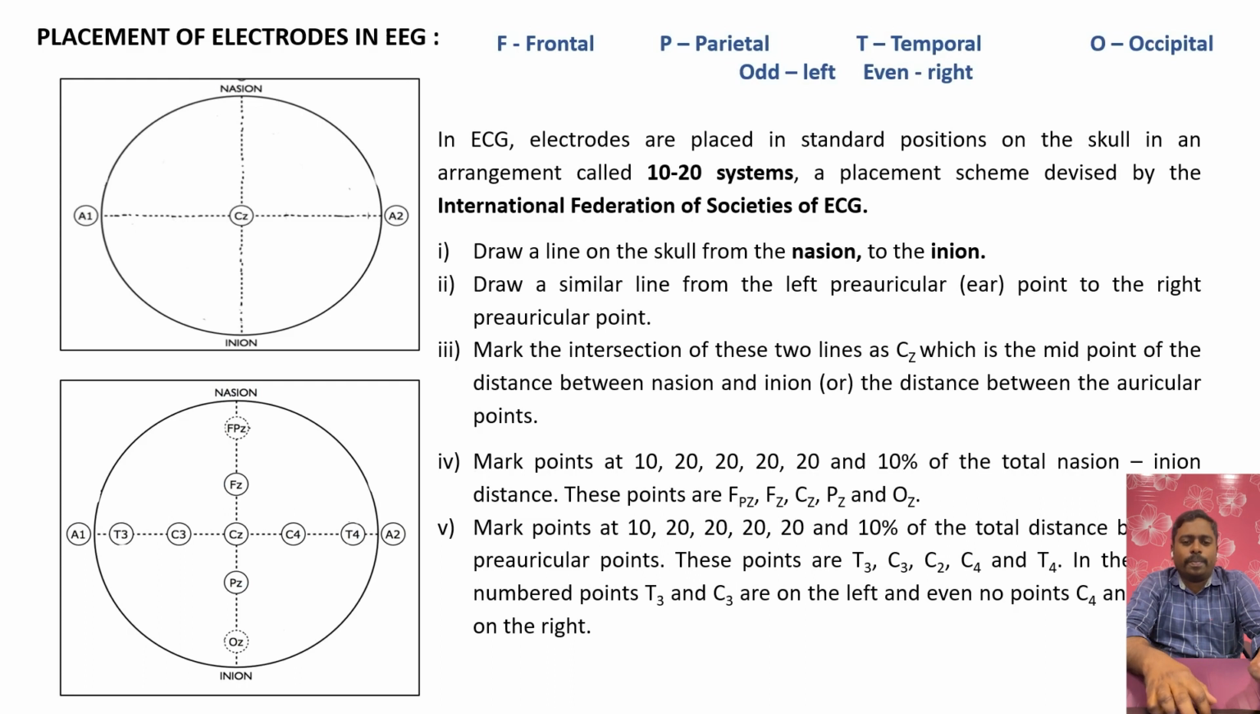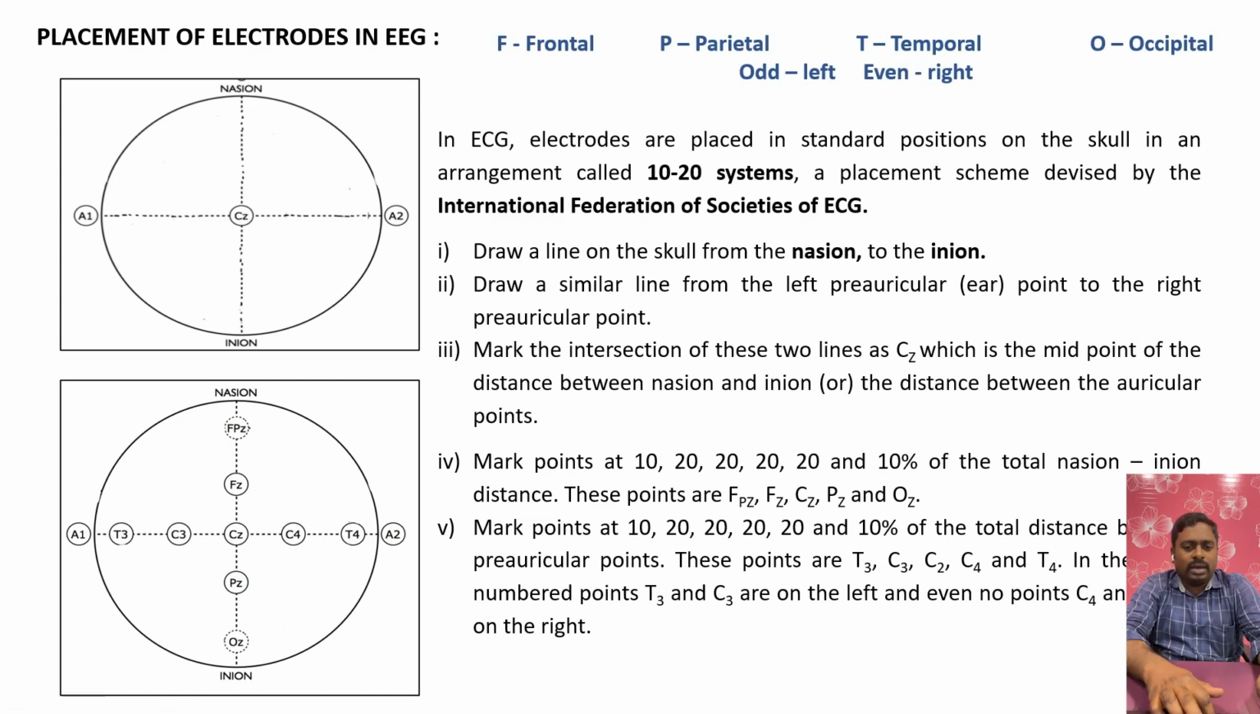Next, mark the points from A1 to A2, the distance between the preauricular points. From A1 we have 10 percent distance; the first point is T3, the temporal point. Next C3, which is 20 percent. Another CZ, which is 20 percent. Another C4, also 20. T4 20, and T4 to A2 10. So the total distance between the preauricular points is 10, 20, 20, 20, and 10 percent. These points are T3, C3, CZ, C4, and T4.